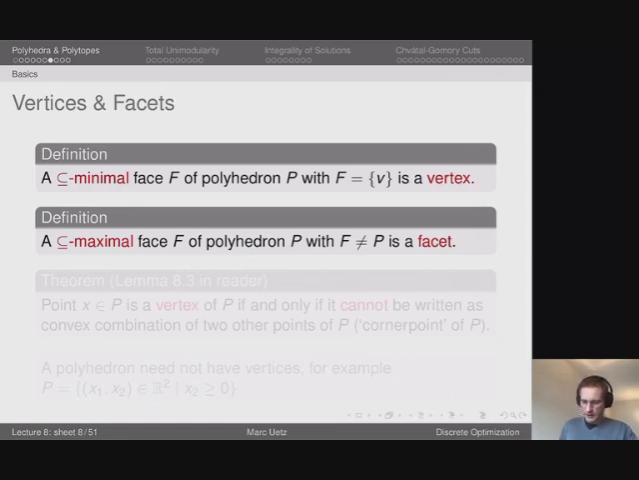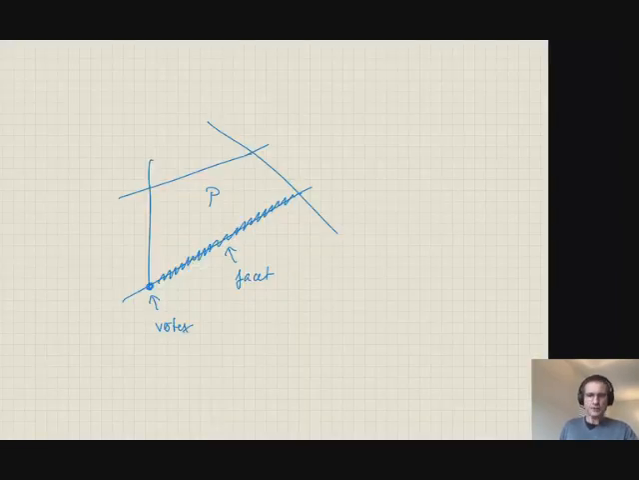These two play a very important role in understanding and talking about polyhedra in general and in understanding their descriptions. So here's a little picture with a two-dimensional polytope, and this inclusion-wise minimal face is called a vertex, and this inclusion-wise maximal face, which in this case is a part of this line here, is called a facet. As you can see, the facets are kind of the outer description of the polytope, but also the vertices kind of correspond to the outer description of the polytope, and we will come back to that in a minute.